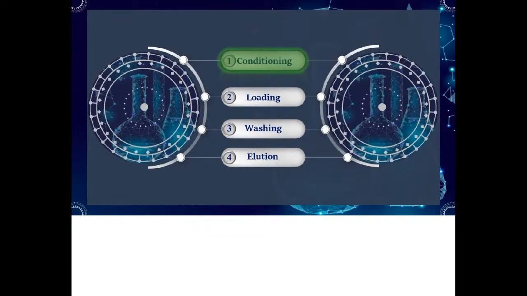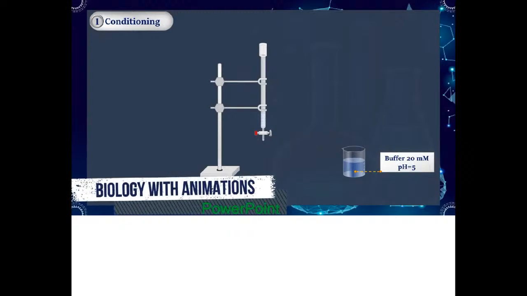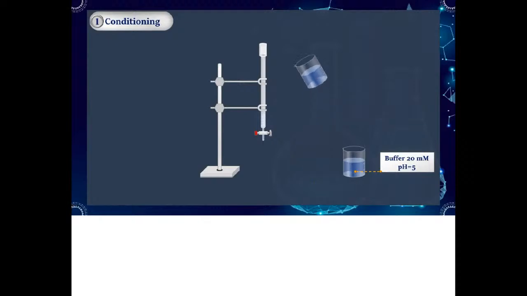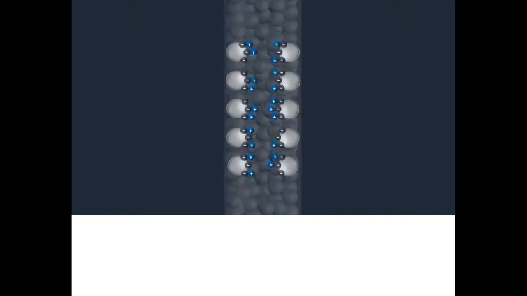The first step is the equilibration of the stationary phase to the desired start conditions. The pH and ionic strength of the sample buffer are selected to ensure that, when the sample is loaded, proteins of interest bind to the medium, and as many impurities as possible do not bind. Therefore, the same buffer is used for the equilibration of the stationary phase. When equilibrium is reached, all stationary phase charged groups are bound with exchangeable counterions, such as chloride or sodium.